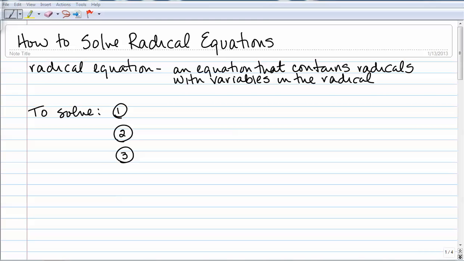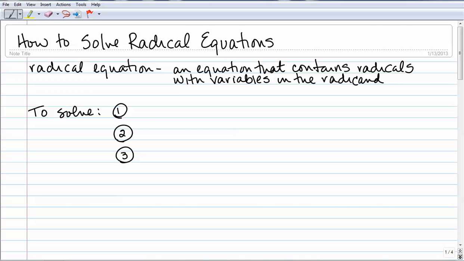Here's how to solve a radical equation. Recall that a radical equation is an equation that contains radicals with variables in the radicand. So what that means is that you have a square root sign, and underneath the square root sign somewhere there's going to be a variable like x.